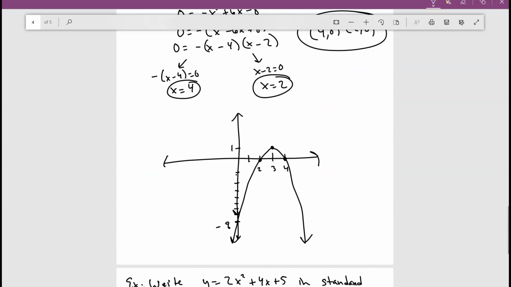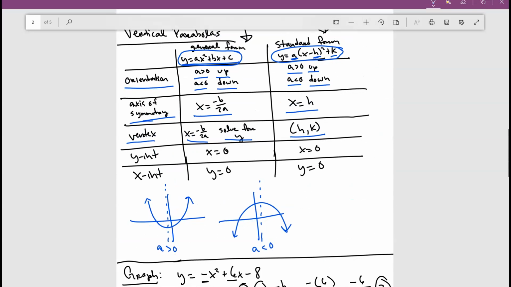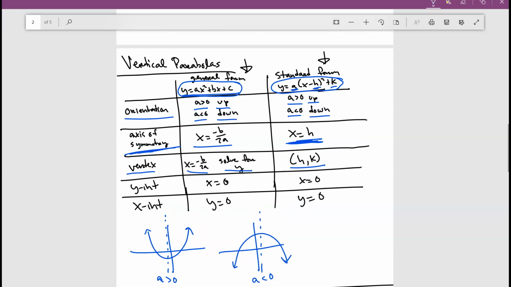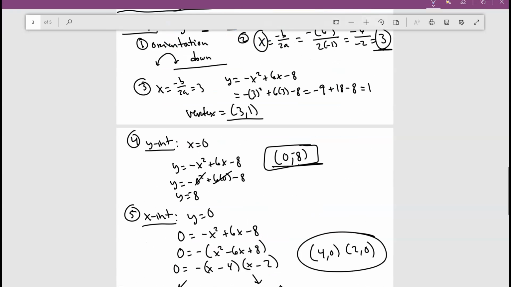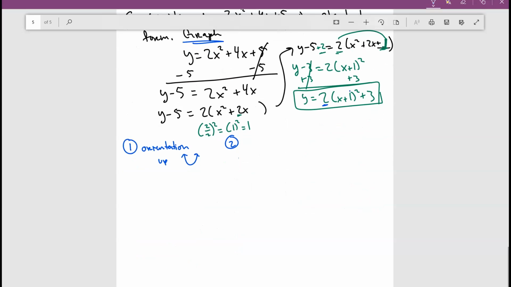The second part that we want to figure out, after orientation, is the axis of symmetry. For the standard form, the axis of symmetry is just x equals h. So let's go back. In this case, it's going to be this one, and remember that that part is just going to be the opposite. If it's on the inside, it's going to be the opposite number. So it's going to be negative 1. That's the axis of symmetry. Now for number 3, the next thing that we want to look at is the vertex. The vertex is just going to be these two numbers. So this is going to be negative 1, comma 3.